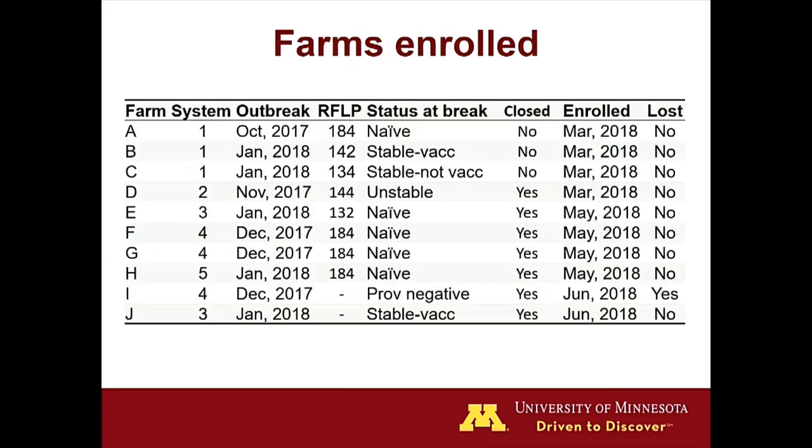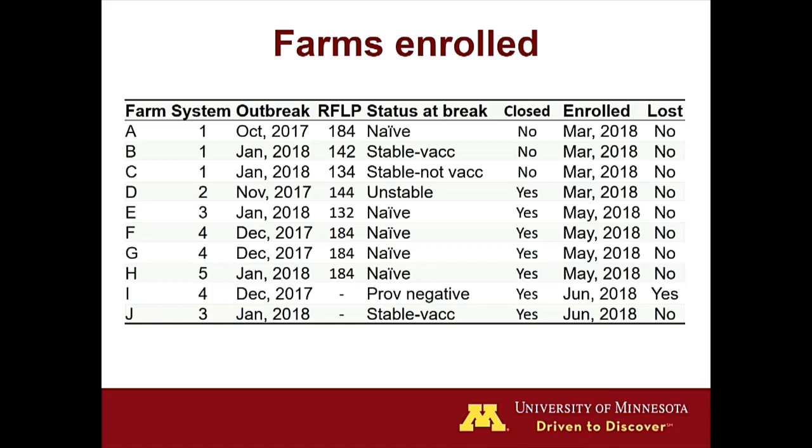In terms of the herds that we enrolled, we have these 10 herds. We named them here from A to J, and they belong to 5 different systems. Some of them were quite advanced in the time from the outbreak. Some of them were 5 months into the outbreak. Some of them broke in around January, and we enrolled them in March, so about 3 months after the outbreak. We have different statuses in these farms.